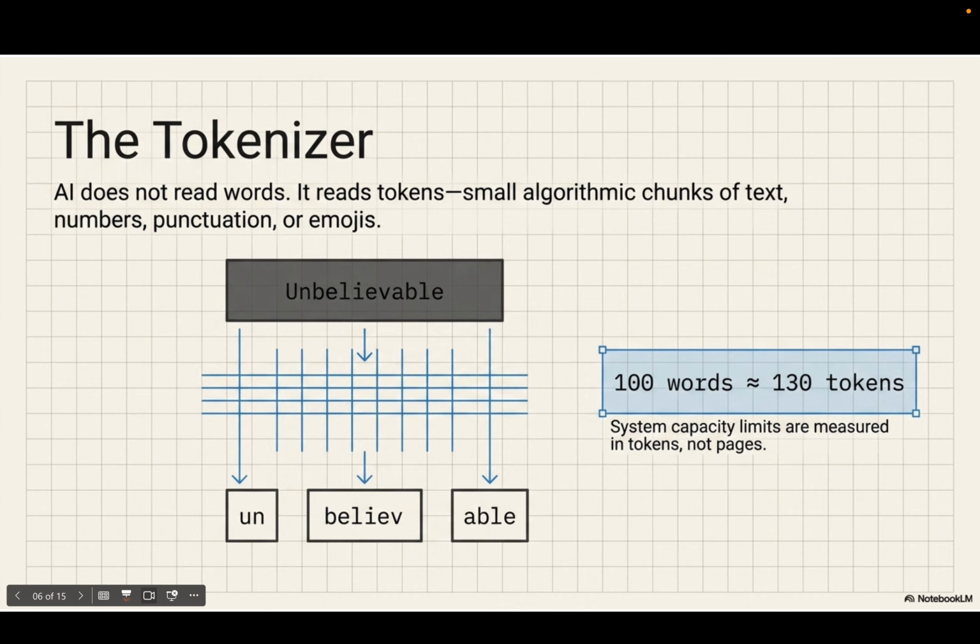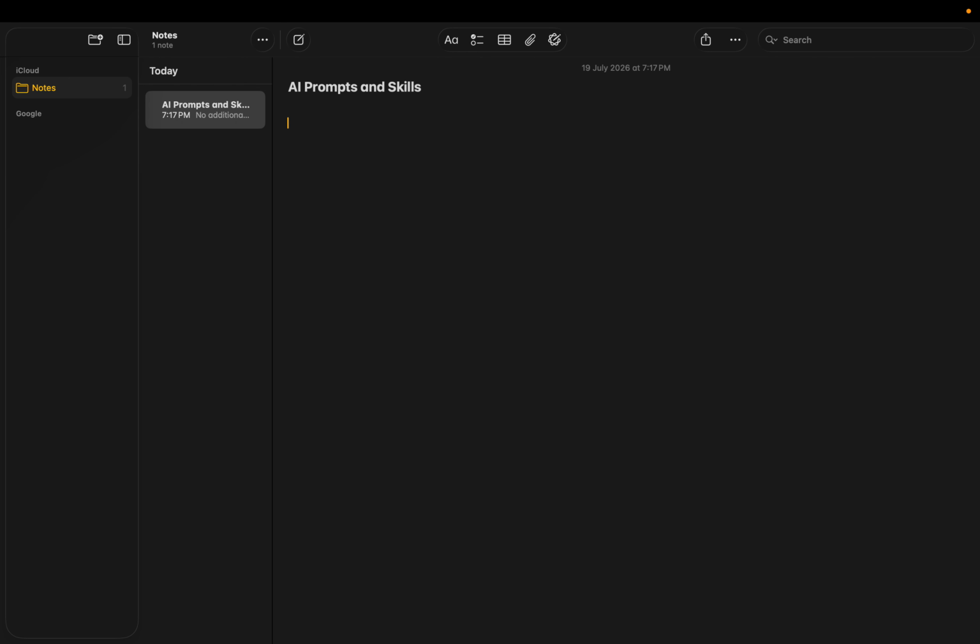Then tokenizers. An AI does not read words as words, it rather reads them as tokens. Now there's a very good example. It says unbelievable. Now this is one word, a single word in human language. However, in terms of AI, it is 3 tokens: unbelievable. So now I'll tell you something like this is a word, unbelievable.